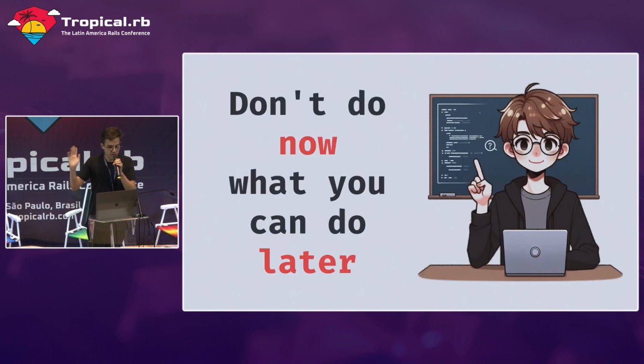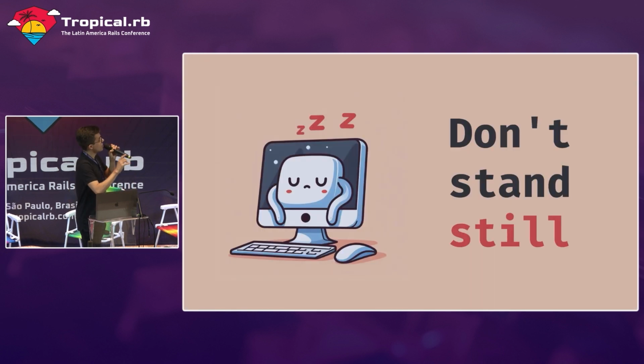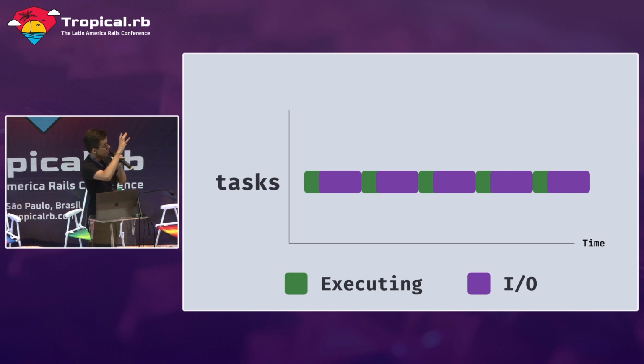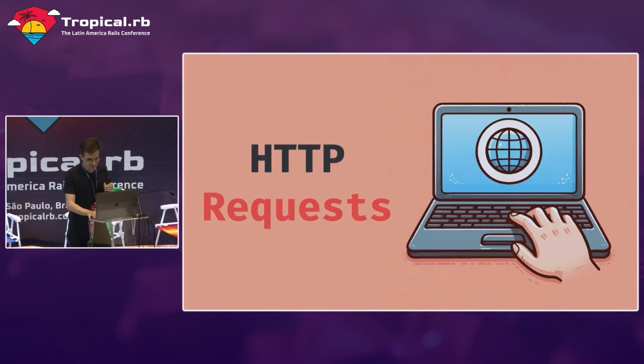So that's the first principle. Don't do now what you can do later. But, and here comes the second principle, don't stand still. Don't wait doing nothing. And basically it means like, take code that visually executes like this and take it to run like this. So let's start with some examples.